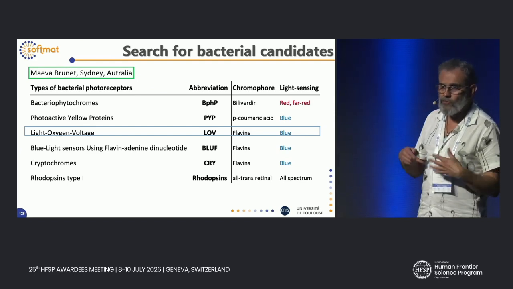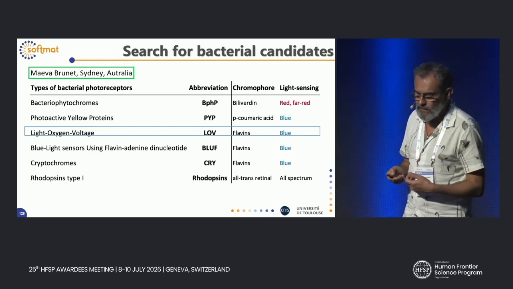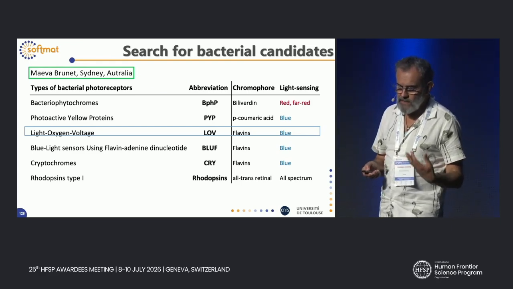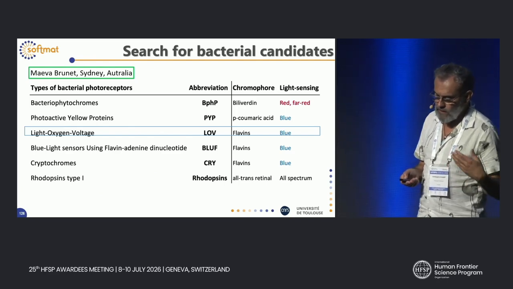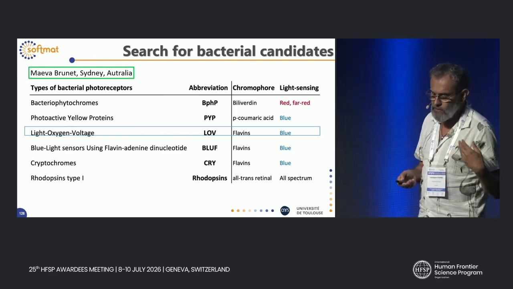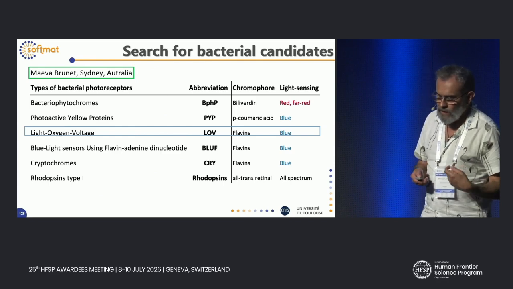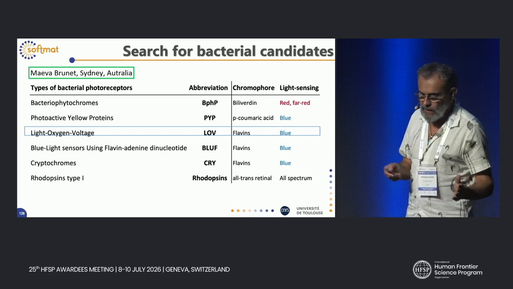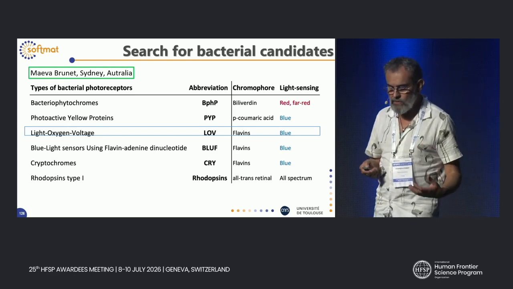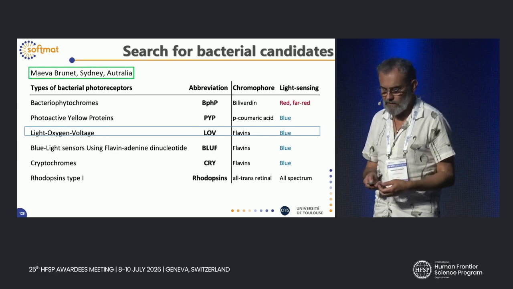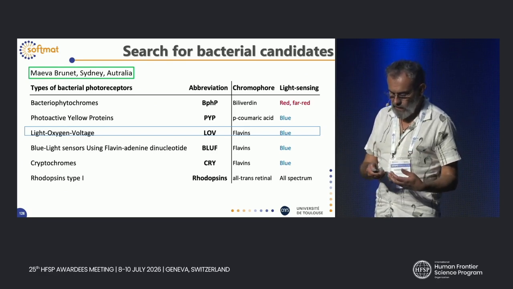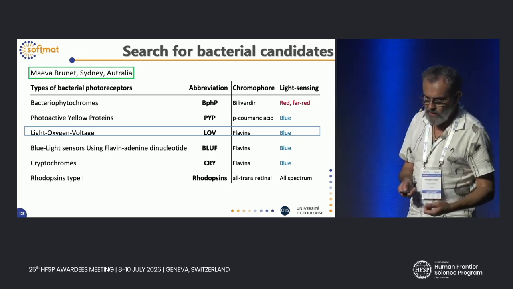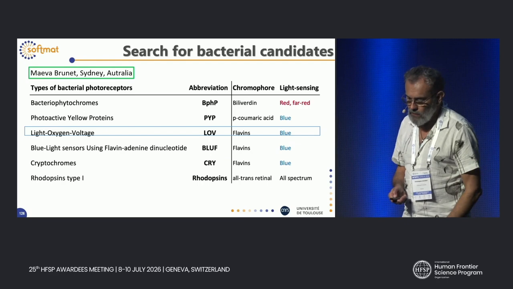Basically, you have 3 big classes of chromophores: some that are sensing blue light, that is typically the LOV domain, so it's flavin, flavoproteins. You have the opsins, which are sensing a very large spectrum of light, and there are the bacterial phytochromes, which are sensing red and far red light. And we know that the most interesting would be red and blue light. So we started with blue light first.